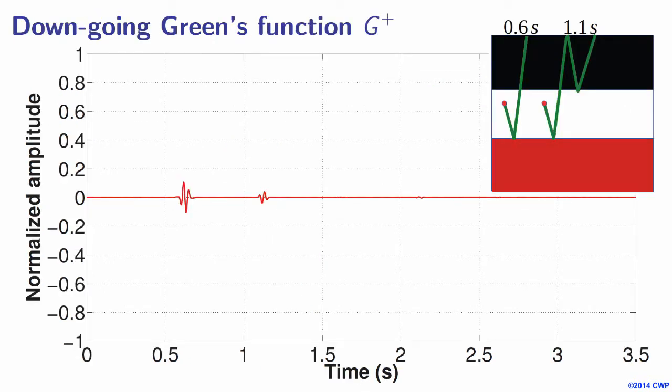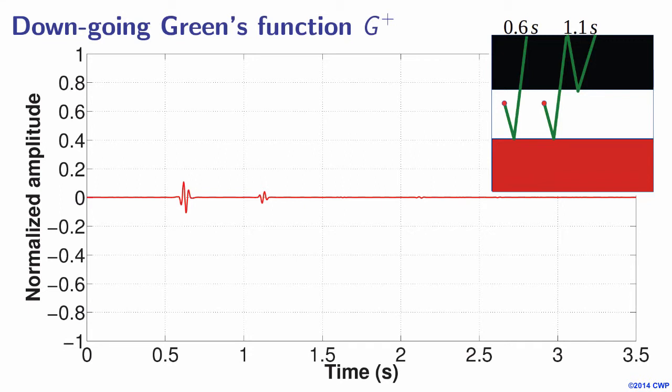Let me show you. In the downgoing Green's function, G+, for a virtual source located somewhere in between the two interfaces, in this case at 1,000 meters, exactly in between the two interfaces, one interface is at 500 meters and the other is at 1,500. From this virtual source, you just see the downgoing reflections. There's one at 0.6 seconds that is reflecting from that interface, which was initially missing in the reflection response. Also, there's one at 1.1 seconds, and this includes the free surface multiple as well. You can see these events in the downgoing Green's function.